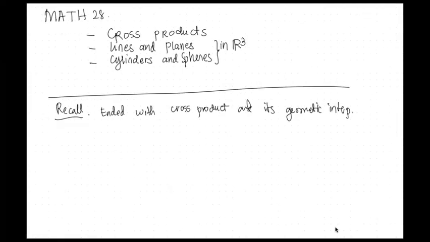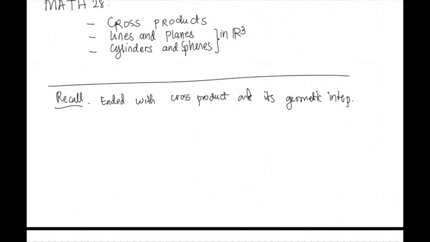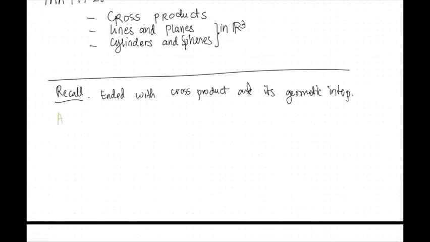Recall that we have ended with cross product and its geometric interpretation. Let me recall that here. So suppose we have vectors A and B. So we have A1, A2, A3, B1, B2, and B3. And then we take the cross product of these two vectors.